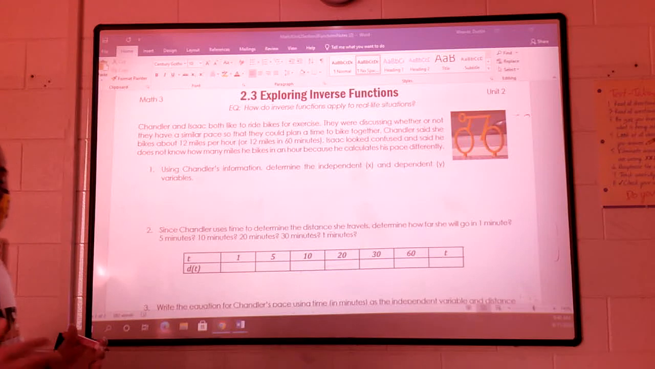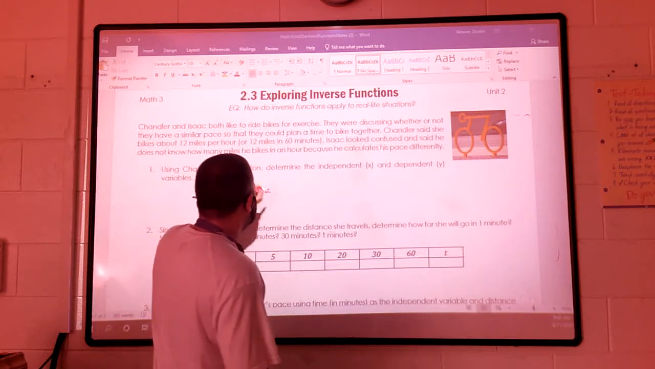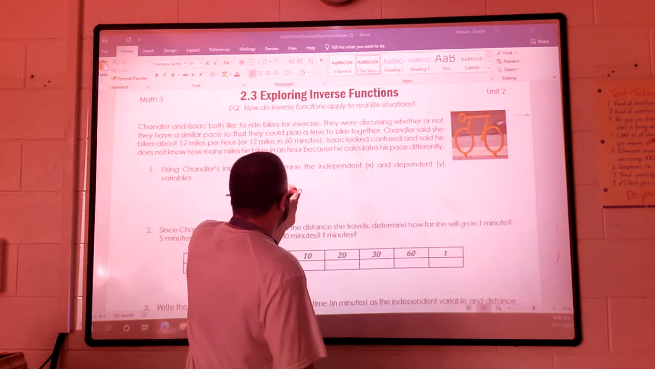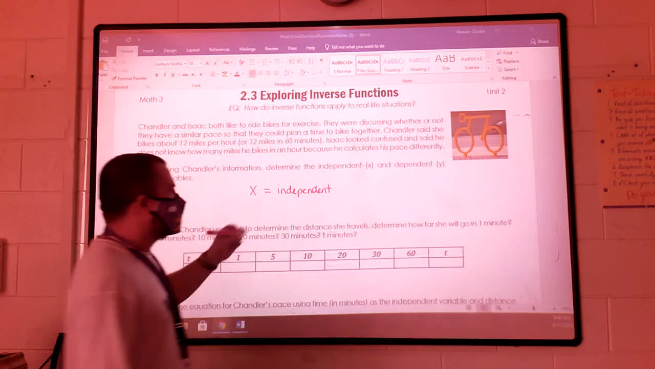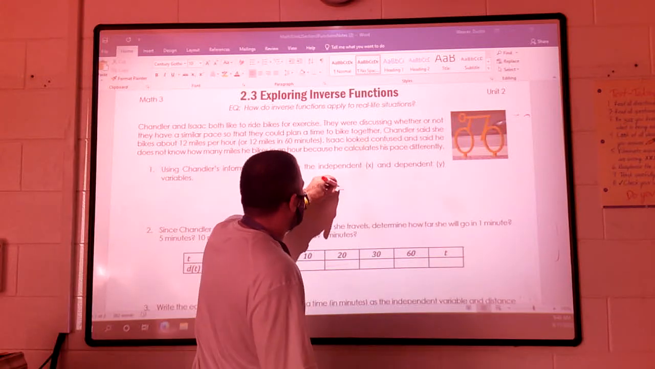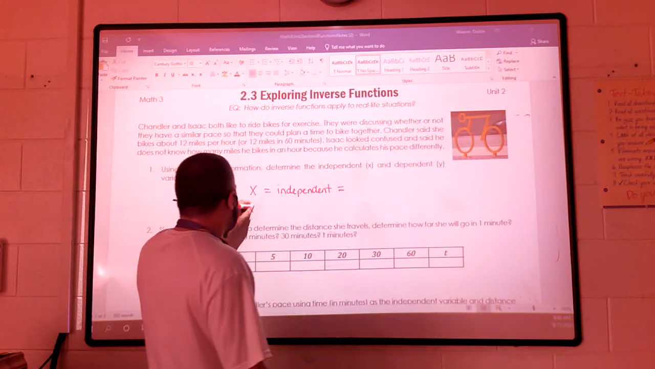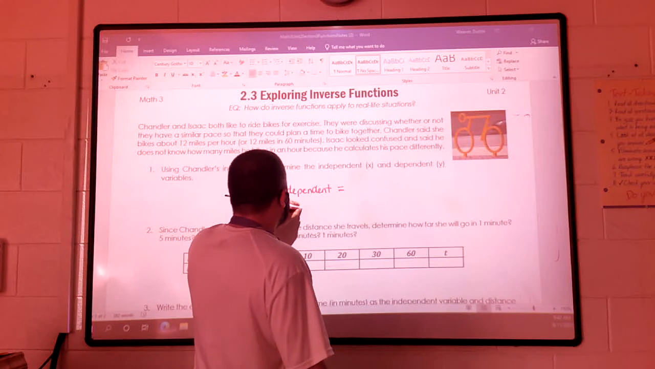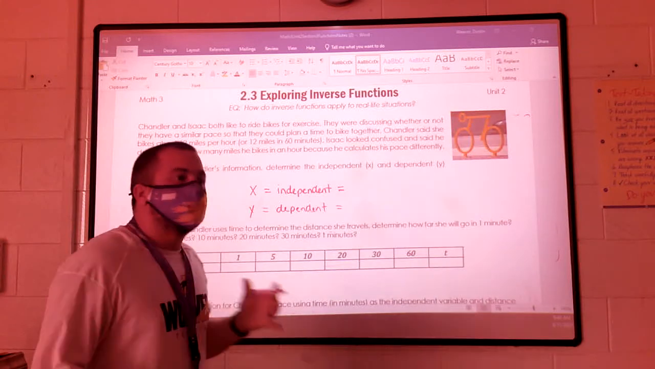So he didn't know. So using Chandler's information, determine the x and the y variables. So what is the independent variable? That's the x, and what is the y? So there's two things that we need here. X is always the independent variable. It's the one that doesn't change. So independent means like it doesn't depend on something else, right? It's the one that actually makes the other one change. Y is called the dependent variable, and it actually depends on the x. So the way the y changes depends on whatever the x is.